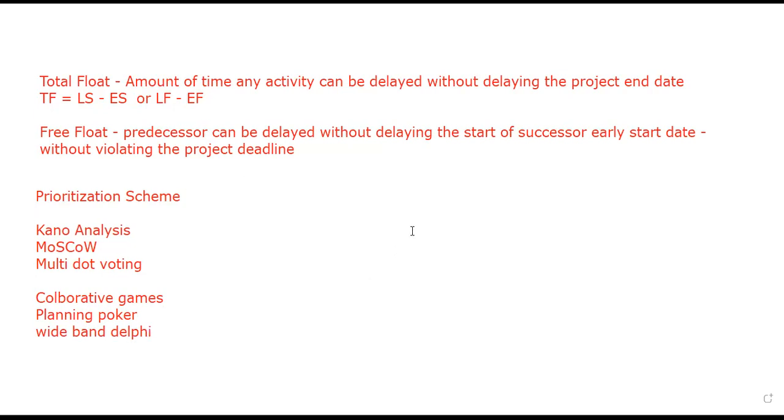So that was the schedule part. I hope I clarified all the things that are in the book. And I'll see you in the next video for project cost management, where I will show you how to do the costing and how to do earned value management.